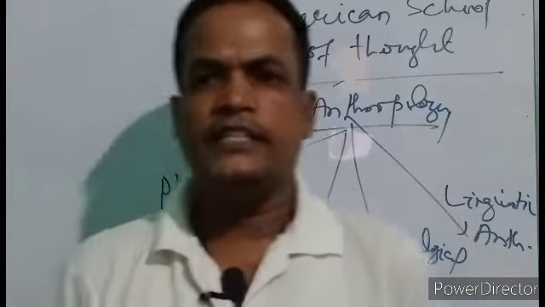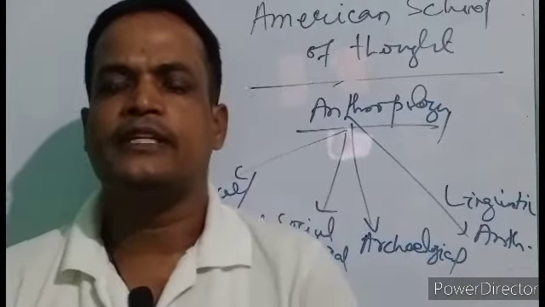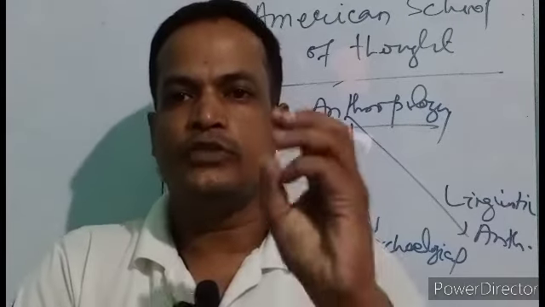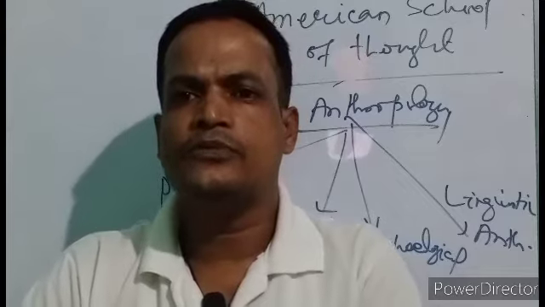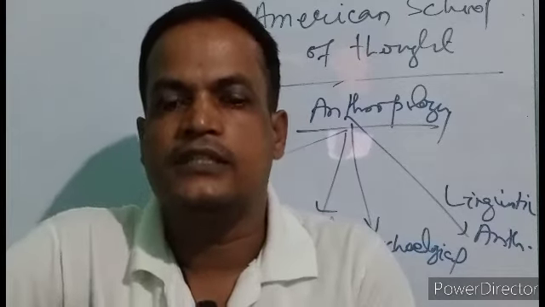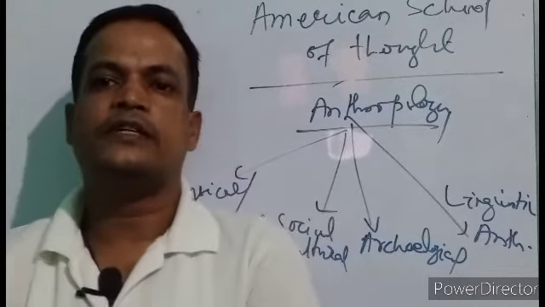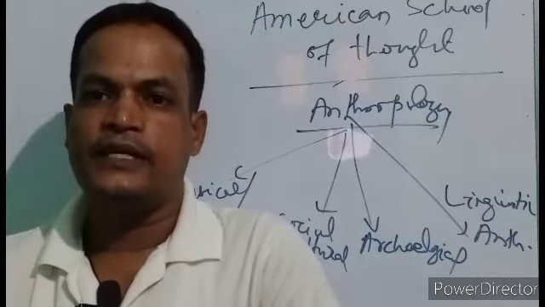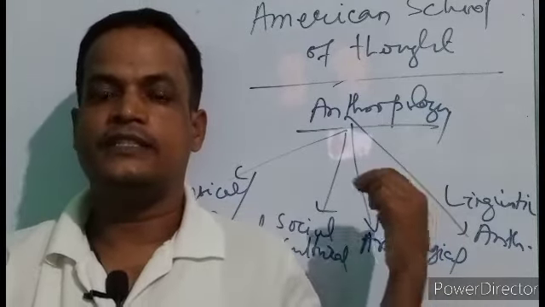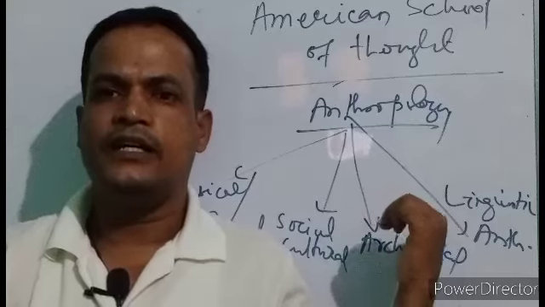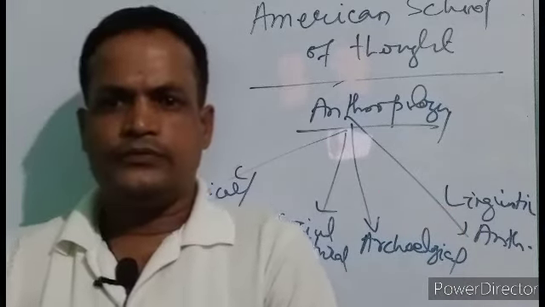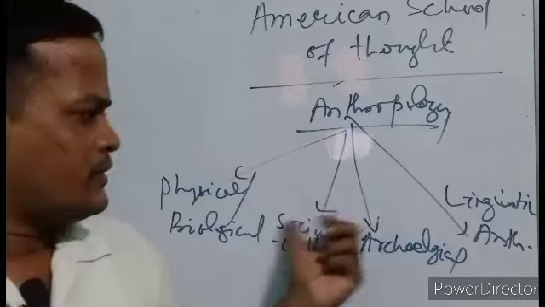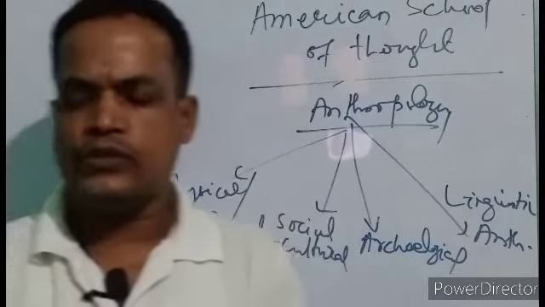There is a difference between the British school of thought and the American school of thought. The British school divides anthropology into three branches: physical anthropology, social anthropology, and archaeological anthropology. But the American school divides anthropology into four parts: physical, social, archaeological, and linguistic anthropology. Now let us discuss how they focus differently.